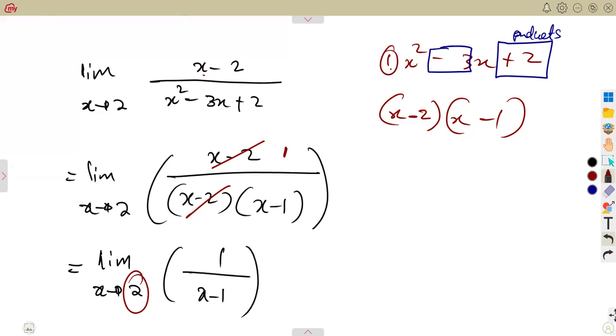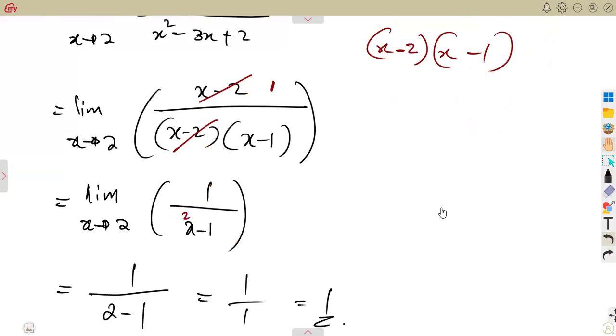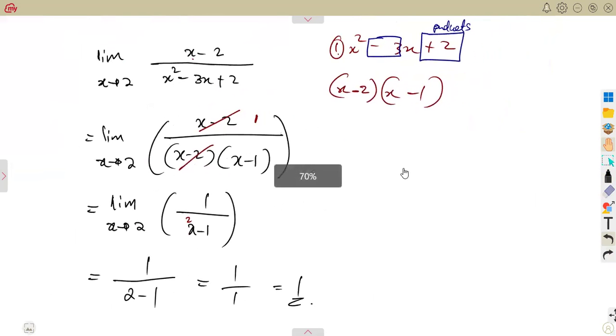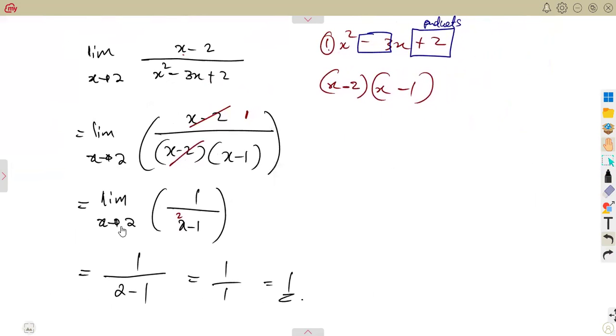So let's substitute. If x is approaching 2, that will be 2 minus 1, guys. This can be simplified: 1 over 2 minus 1 is simply 1 over 1, and that's a 1. So that is what we are going to have at the end as x approaches 2.